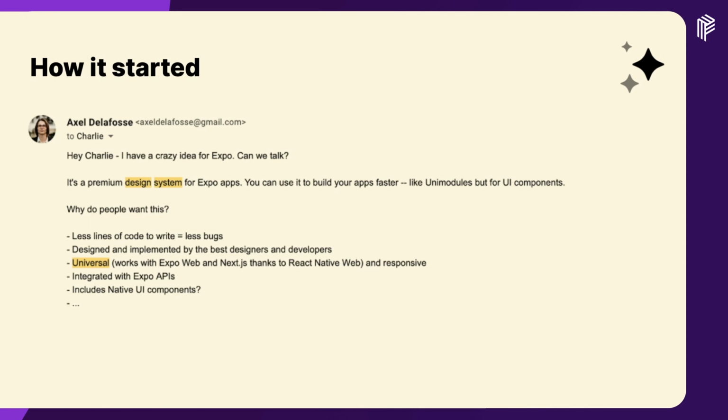But why do people even want this? And I said, it's fewer lines of code, so fewer bugs. It's designed and implemented by the best designer. It's universal. It's working on Expo Web and Next.js thanks to React Native for web. It's responsive. As you just saw, it's pretty useful. It's integrated with the Expo modules, with all the Expo APIs. And it can also include native UI components. So for example, if you want a native drop-down menu or context menu on iOS, which is looking very good, you can also use this directly.